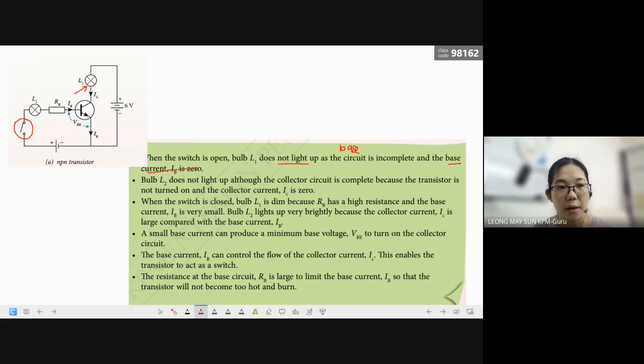Because there is a transistor over here, and the transistor's main key is that the current must be at the base. But because the switch in the base circuit is open, this is an incomplete circuit, so there is no current flowing through the base. When there's no current flowing through the base, the transistor is switched off. What happens? L2 does not light up.